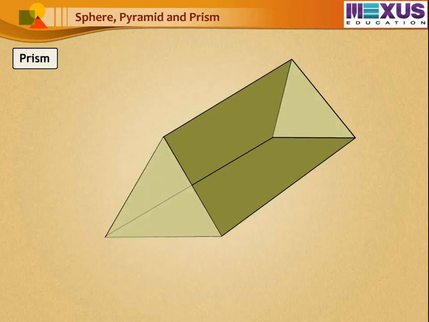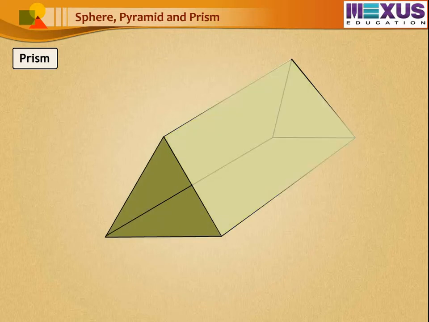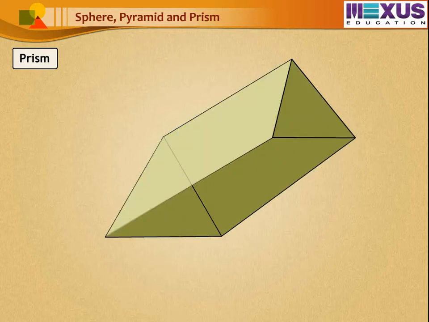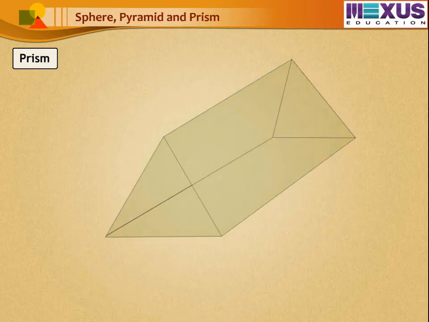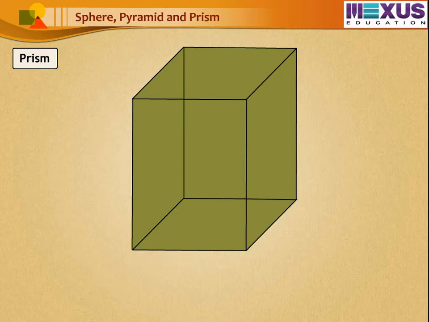Two of its faces are in the shape of triangle. Other faces are either in the shape of rectangle or parallelogram. It is triangular prism. If the prism has rectangular base, it is a rectangular prism.